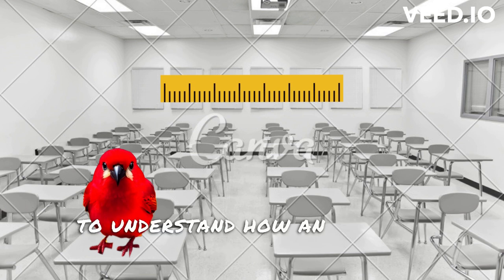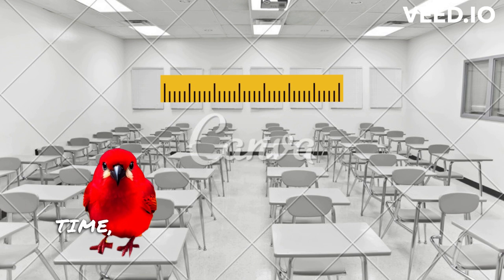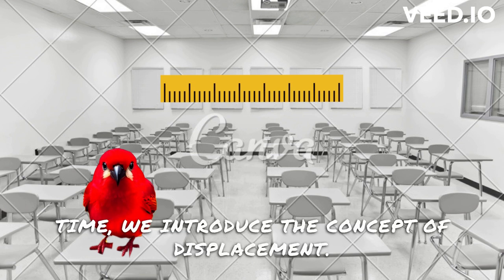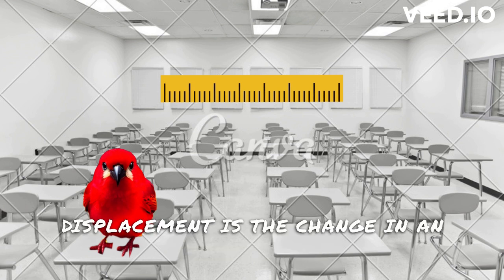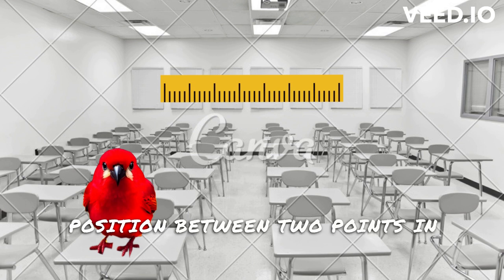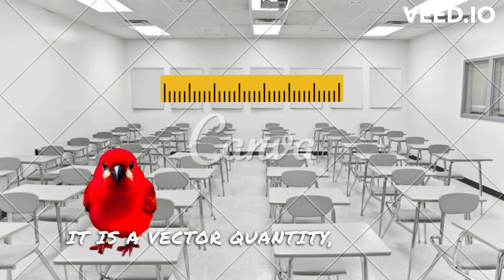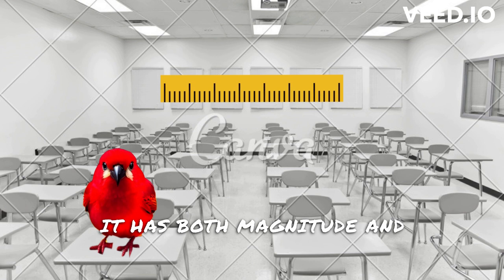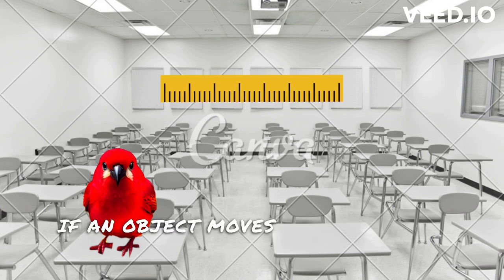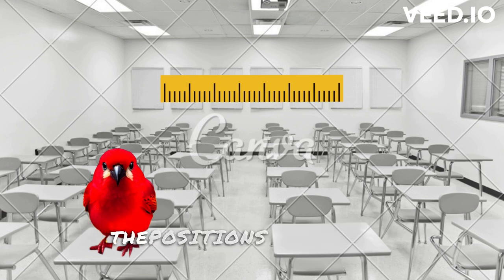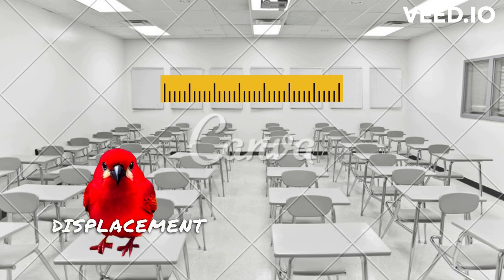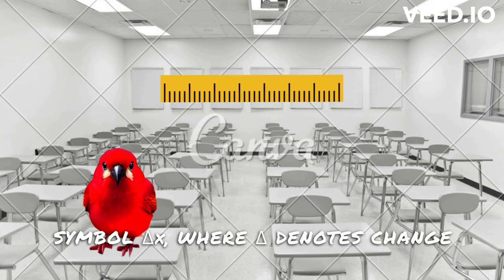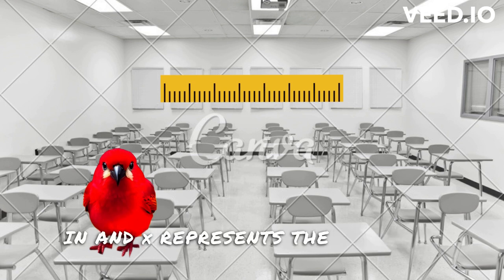To understand how an object's position changes with time, we introduce the concept of displacement. Displacement is the change in an object's position between 2 points in time. It is a vector quantity, meaning it has both magnitude and direction. If an object moves from position A to position B, its displacement is the difference between the positions of B and A. Displacement is often represented by the symbol Δx, where delta denotes change in, and x represents the position.